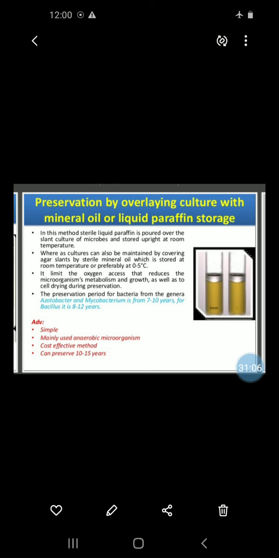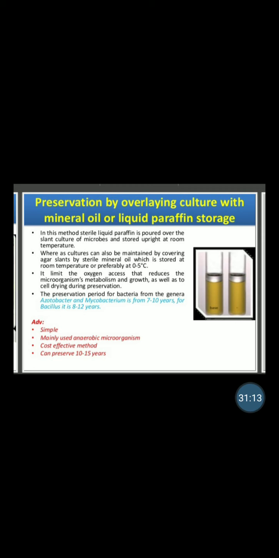The preservation period for bacteria from the genera Azotobacter and Mycobacterium is 7 to 10 years, and for Bacillus it is 8 to 12 years. Then the advantages of this method: it is a simple method, it is mainly used for anaerobic microorganisms, it is a cost effective method, and lastly it can preserve for 10 to 15 years.